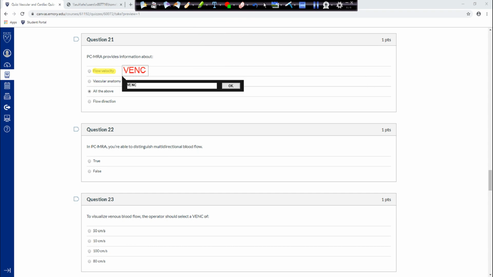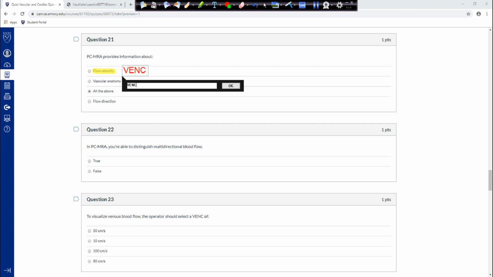VENC, velocity encoding gradients. So always associate VENC with phase contrast MRA. If you see PCMRA and then your options and you see VENC, once again, 90% of the time that's probably going to be your option. What's the ENC stand for? Velocity encoding is an acronym. Gradients. Velocity encoding.